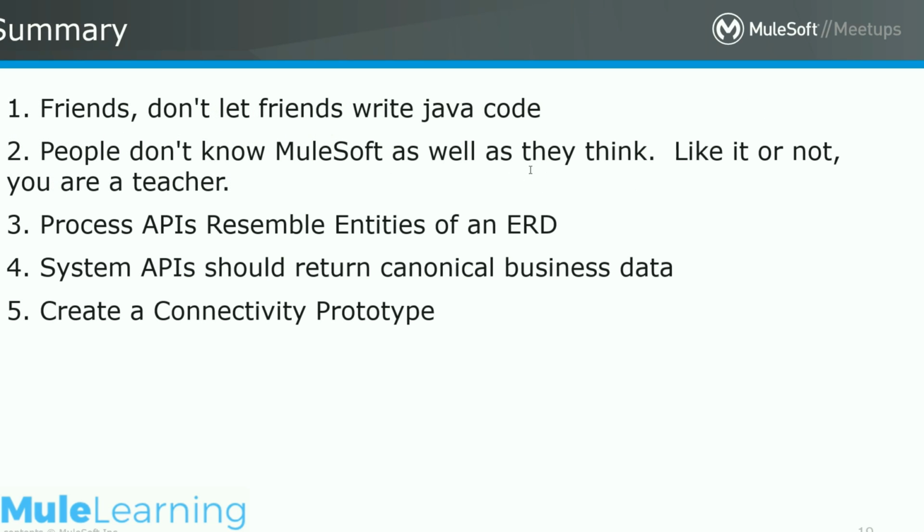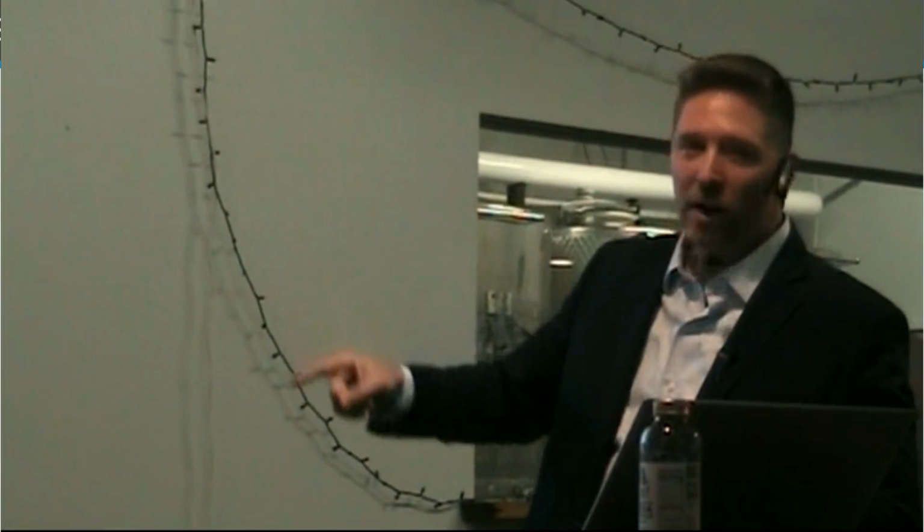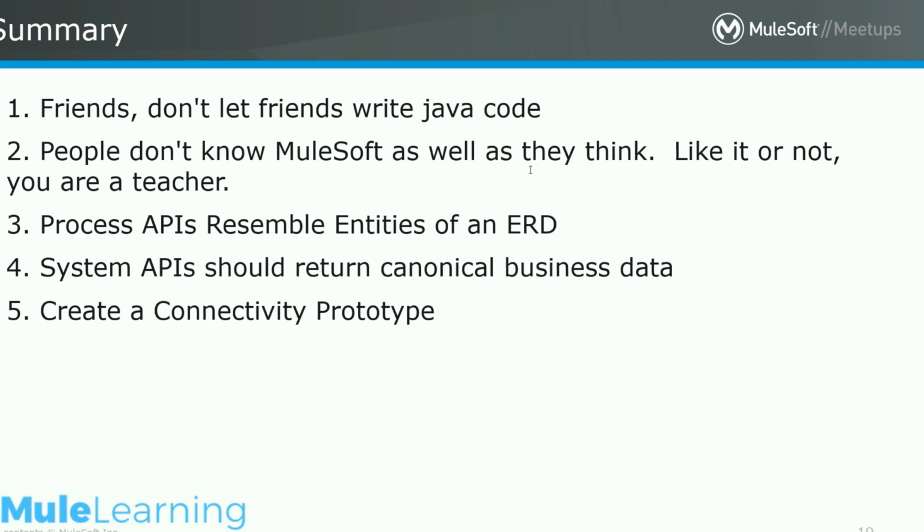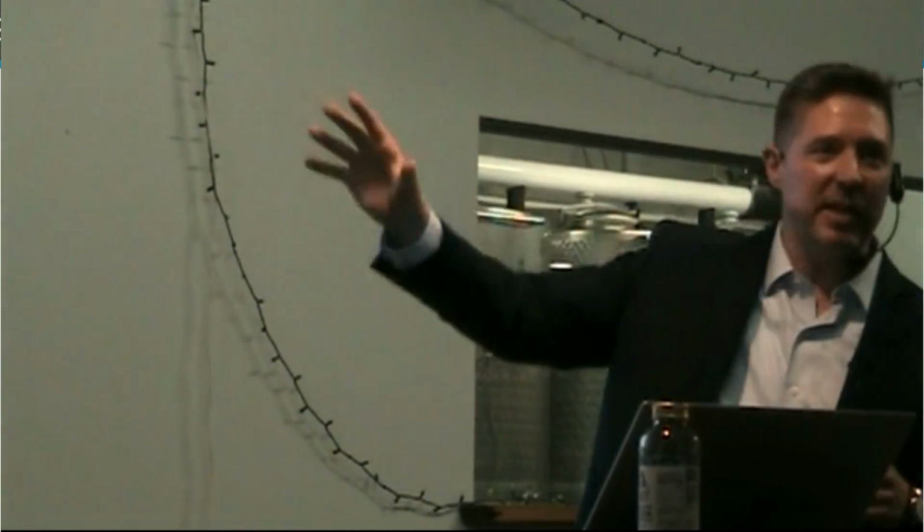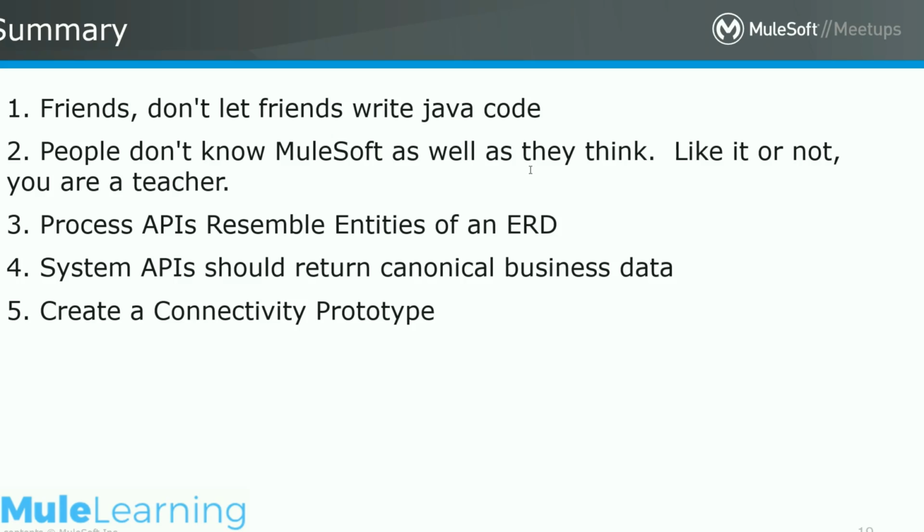Just in summary, friends, don't let friends write Java code. And also remember, you're a teacher when you go out on these projects. All right, because many people just don't know this tool yet. It's big, it's growing, I get it, but there's still a gap in knowledge. Number 3, process APIs should resemble entities in an ERD. System APIs should return canonical business data, not some cryptic backend data. Don't make the writers of your process APIs figure out the semantics of your backend data sources. Number 5, create a connectivity prototype early in the project, and that'll save you some time. All right, that's it. Thank you.